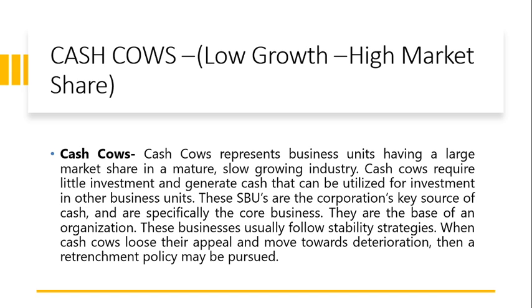These SBUs are the corporation's key source of cash and are specifically the core businesses. Every time you can route the cash you are earning to other businesses, so this is one of the most important SBUs. They are the base of an organization. These businesses usually follow stability strategies. When cash cows lose their appeal and move towards deterioration, then a retrenchment policy may be pursued. So in a case of slow movement towards deterioration, a retrenchment policy can also be pursued.